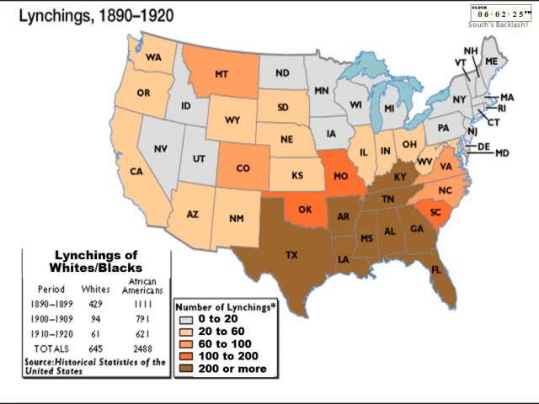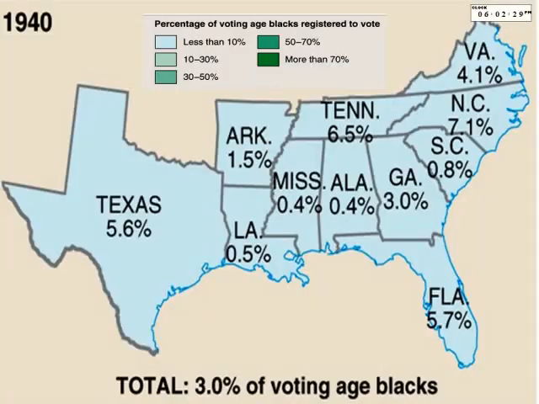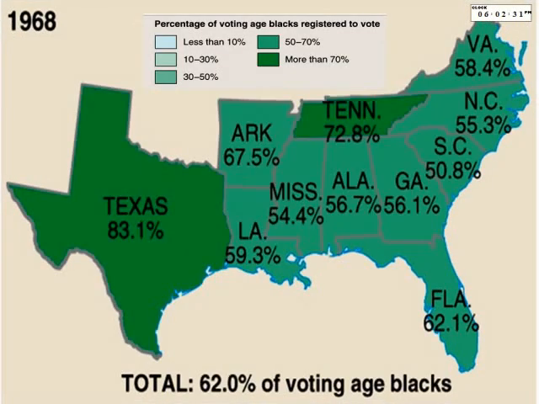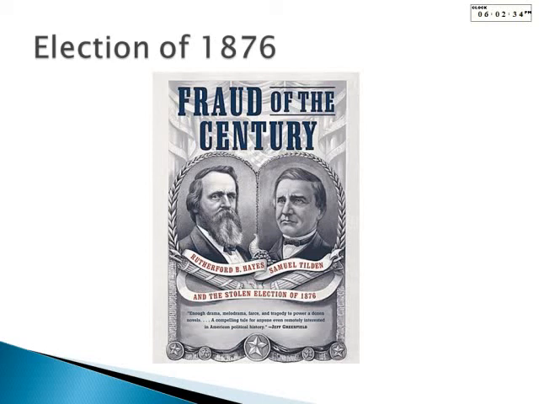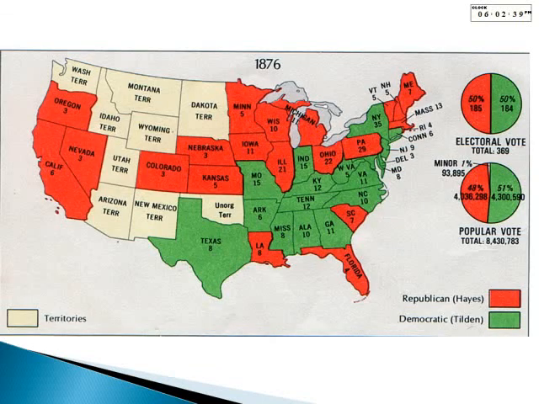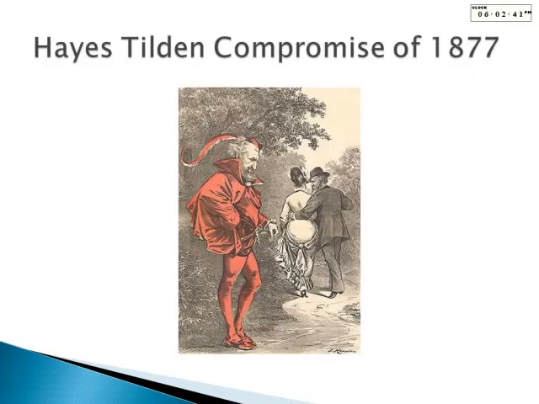The Hayes-Tilden Compromise of 1877, as you guys might recall, was the end of Reconstruction, because the agreement was we will let Hayes, the Republican, be president if you do what? You stop Reconstruction. And how are we going to stop Reconstruction? By what? Removing federal troops or the military from the South. That's the end of Reconstruction. Yeah, the Hayes-Tilden Compromise of 1877. Again, we will end Reconstruction if you remove military troops from the South.